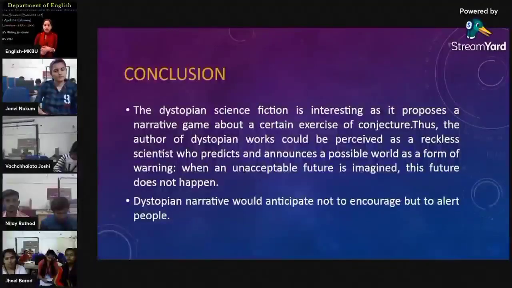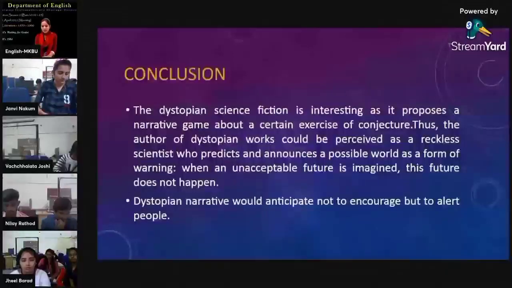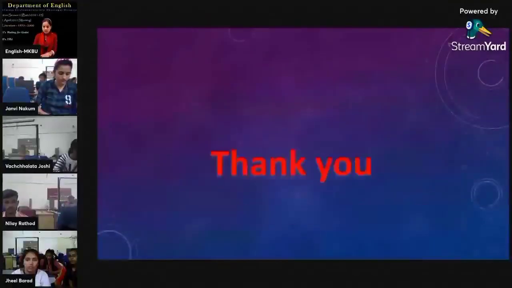Conclusion: dystopian science fiction is interesting as it proposes a narrative game about a certain exercise in conjecture. Thus, the author of a dystopian work could be perceived as a reckless scientist who predicts and warns of a possible world as a form of warning, hoping that it does not happen. Dystopian narratives would discourage rather than encourage people. This is my words.